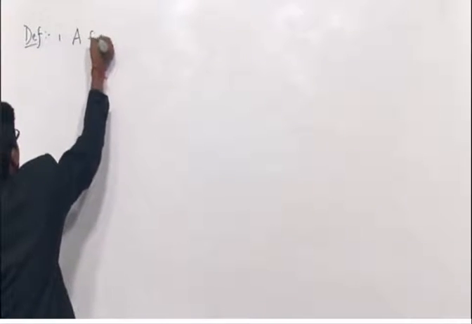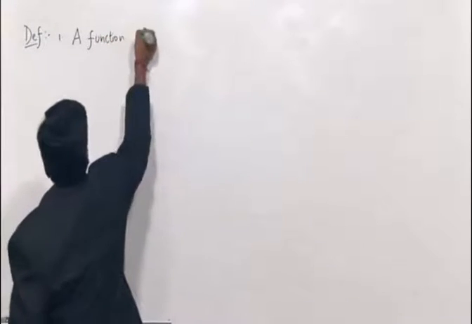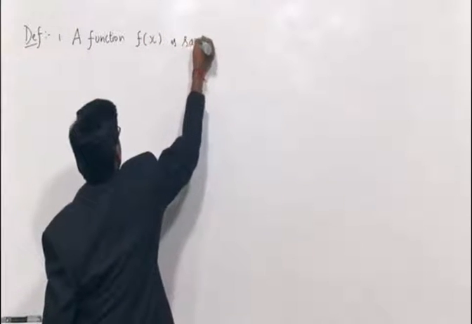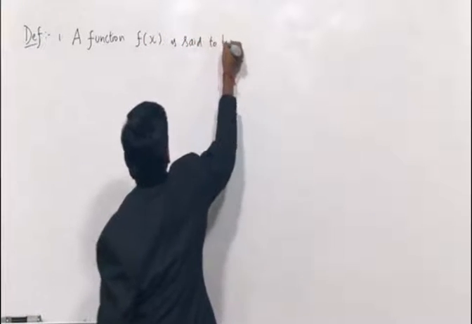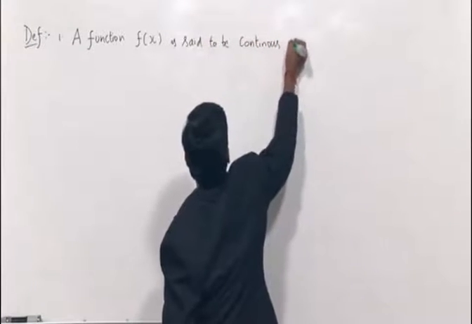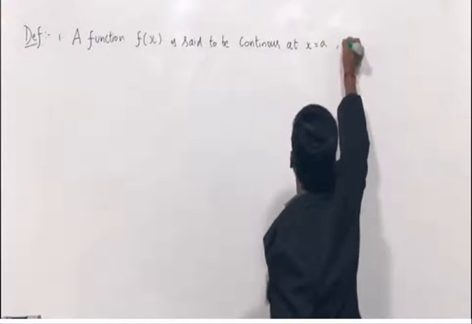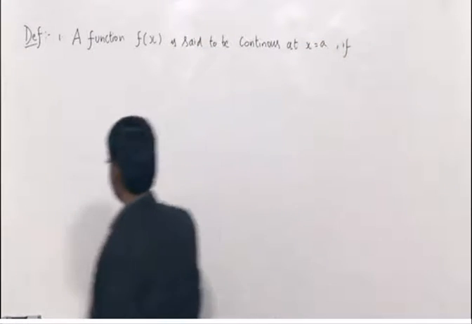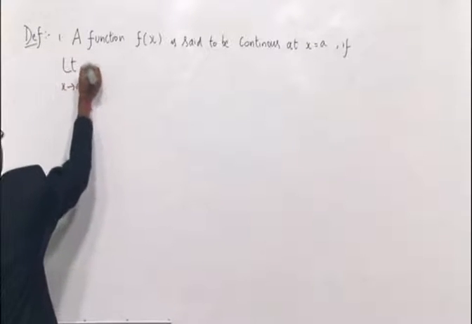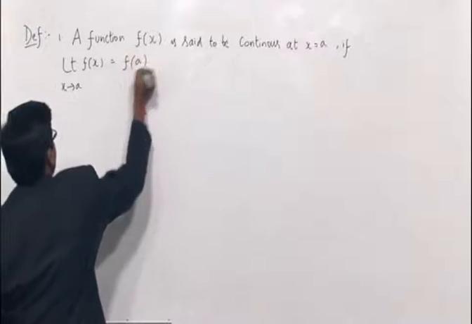A function f(x) is said to be continuous at a number, that is x is equal to a, if limit x tends to a f(x) is equal to f(a).